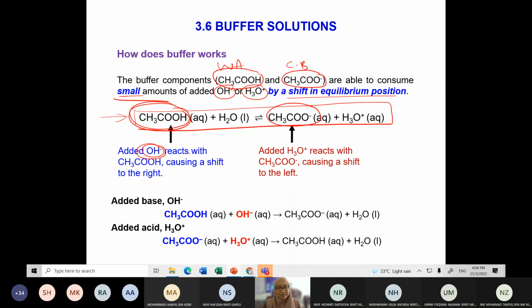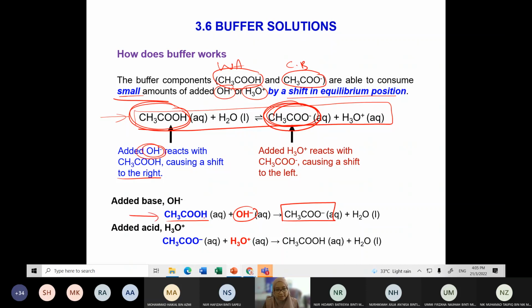Ini saya gunakan perkataan-perkataan fancy so that you can easily remember ataupun memorize. Tapi dalam exam janganlah pakai perang-perang punya ni. Okay, added OH minus, so this will react with the weak acid. When these two are reacted, they neutralize kan? They neutralize and it will produce this one. See this one? CH3COOH will react with OH minus to produce, see? It's the same ion, right? So they produce this one. So this causes a shift to the right. Dia akan ke kanan. So weak acid dia akan react dengan OH minus.